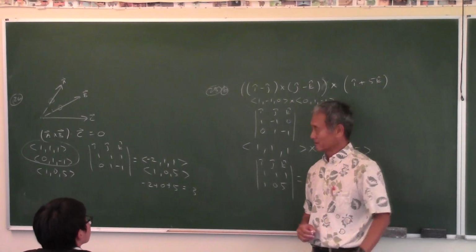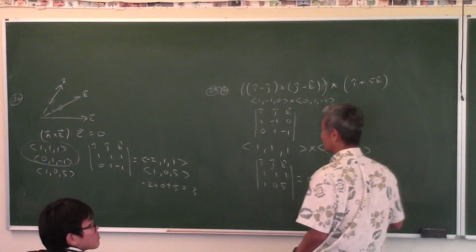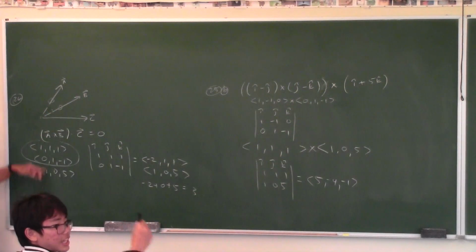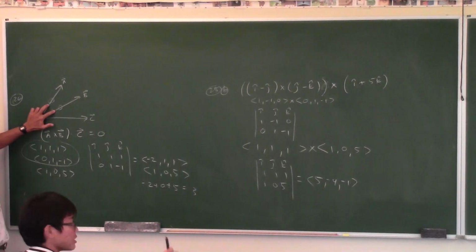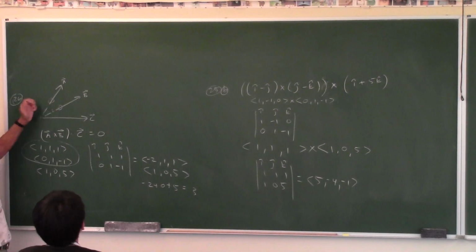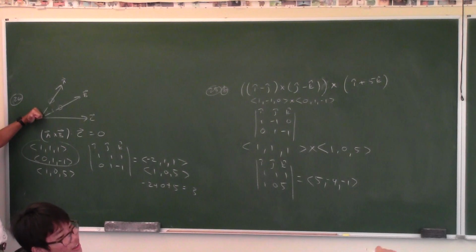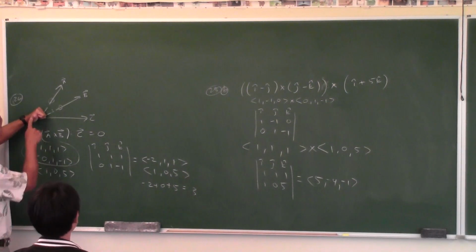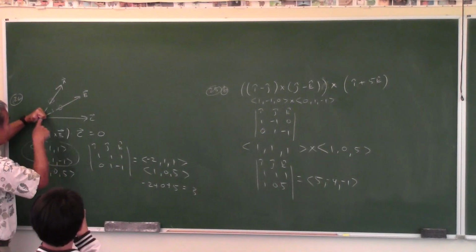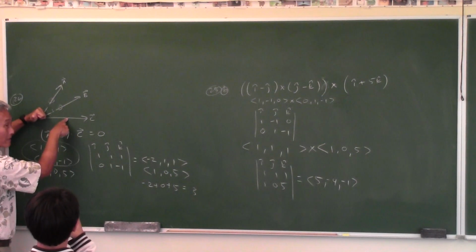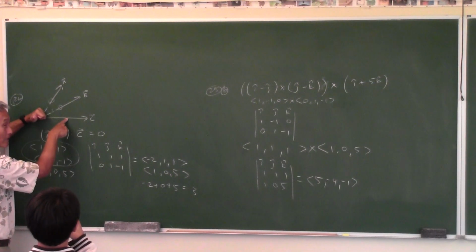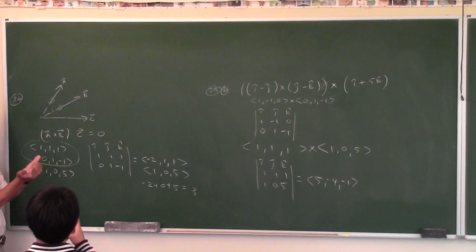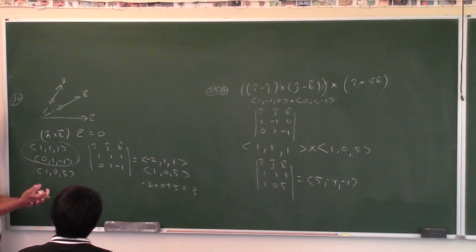Oh. You cannot tell. Wait, why is the dot product zero? Because when you find the cross product of these two, don't you get a vector that's perpendicular to the whole plane? That's what the cross product is, right? Yeah. So if this vector is perpendicular to the plane, then wouldn't this vector be perpendicular to this one? Oh, yeah. So therefore the dot product has to be 0. How do you tell if two vectors are perpendicular? The dot product is 0.